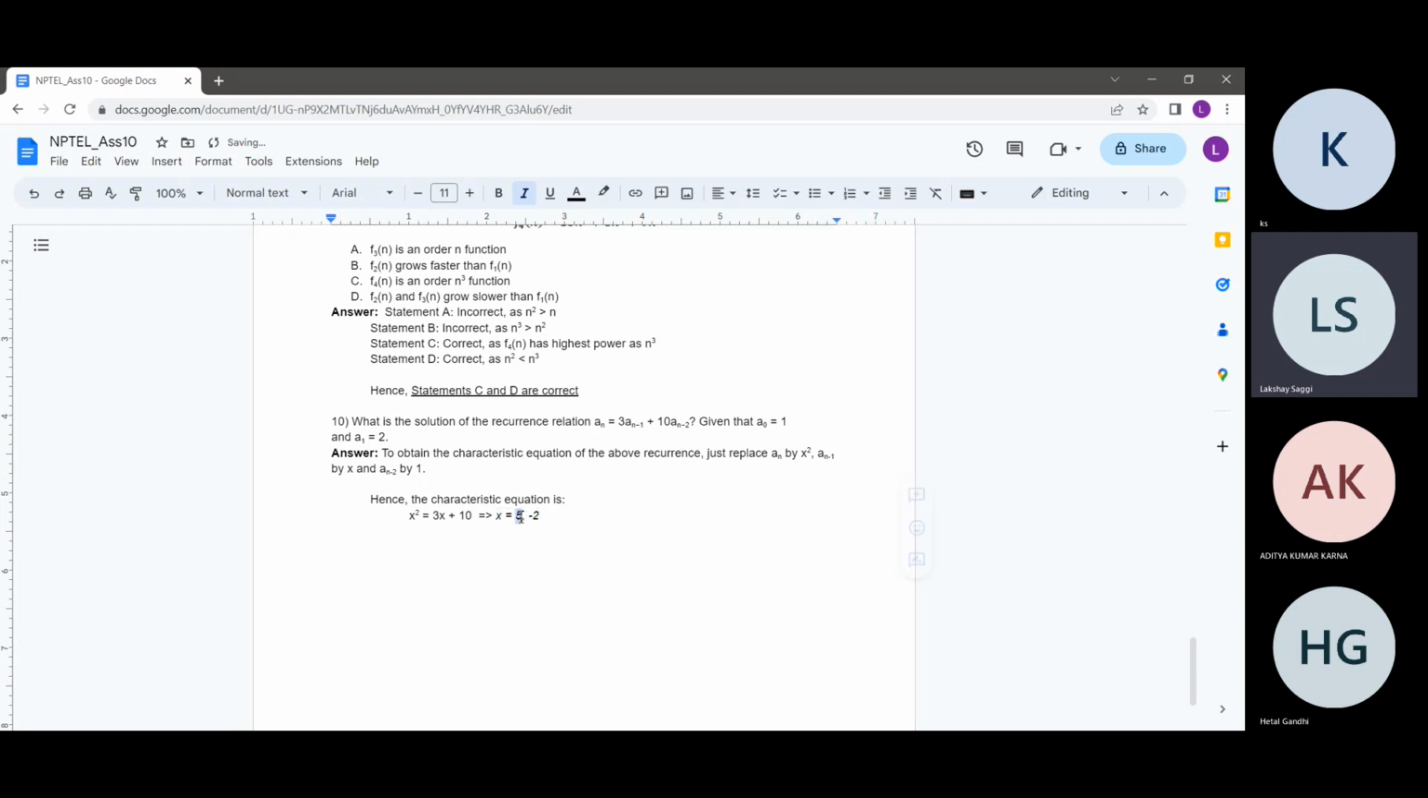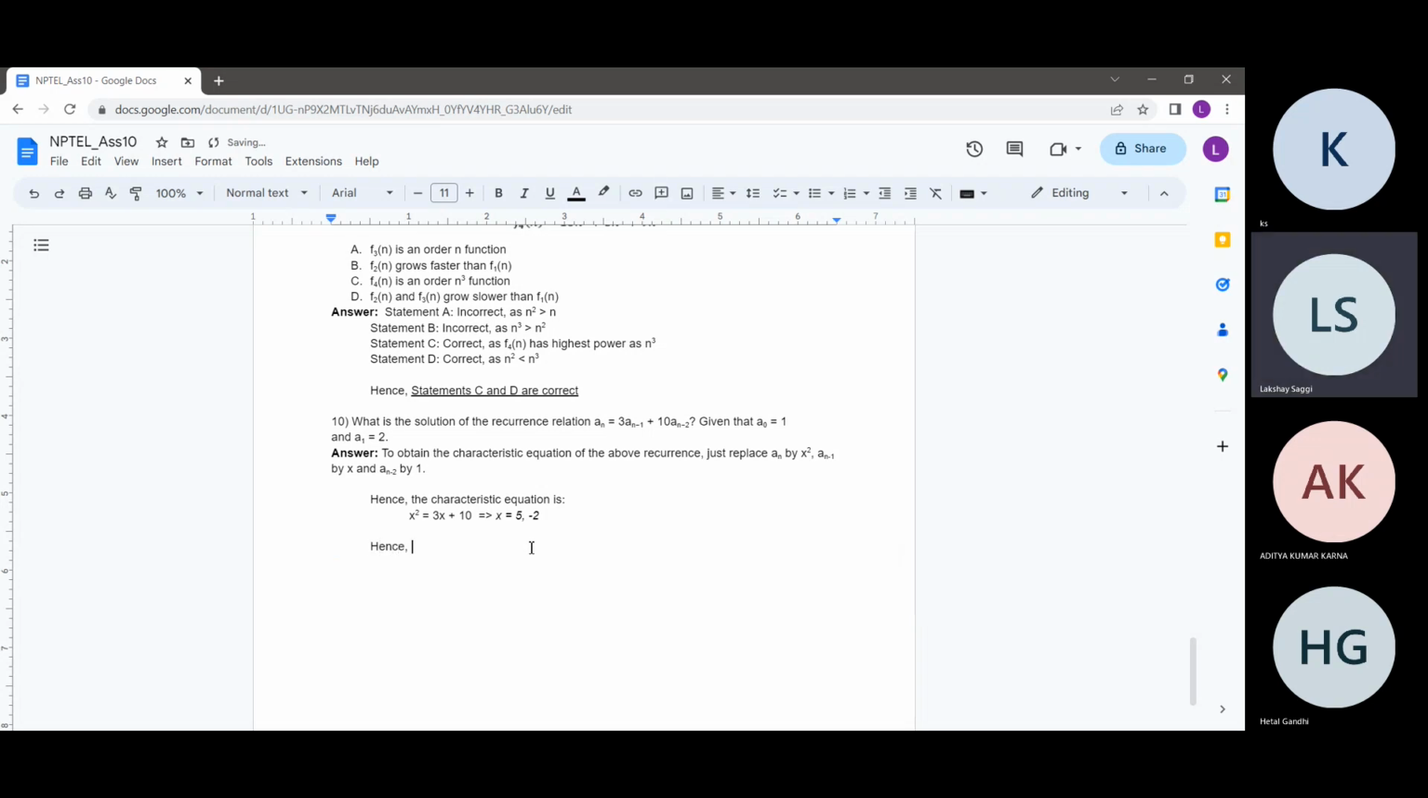So you can just check that putting x equals 5, we'll get 5 squared is 25, which is 3 times 5 plus 10, which is 25. And minus 2, whole squared will be 4. And this side will be 3 times minus 2, which is minus 6 plus 10, which again comes out to 4. So yeah, you can see that 5 and minus 2 are the roots here.